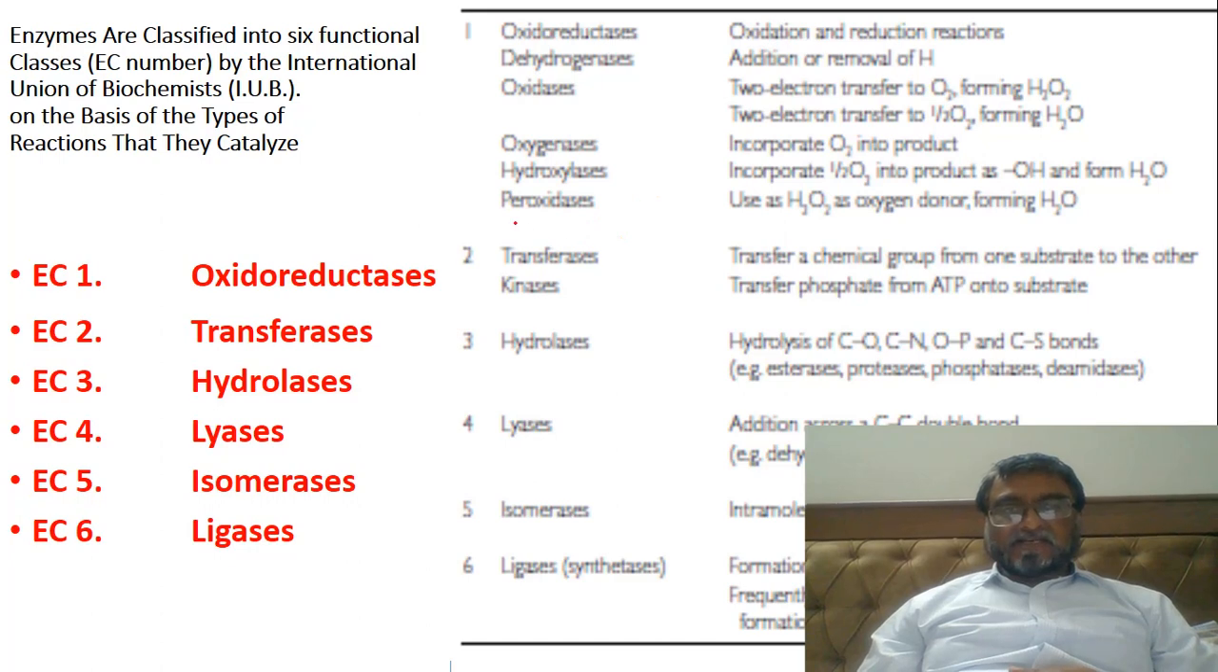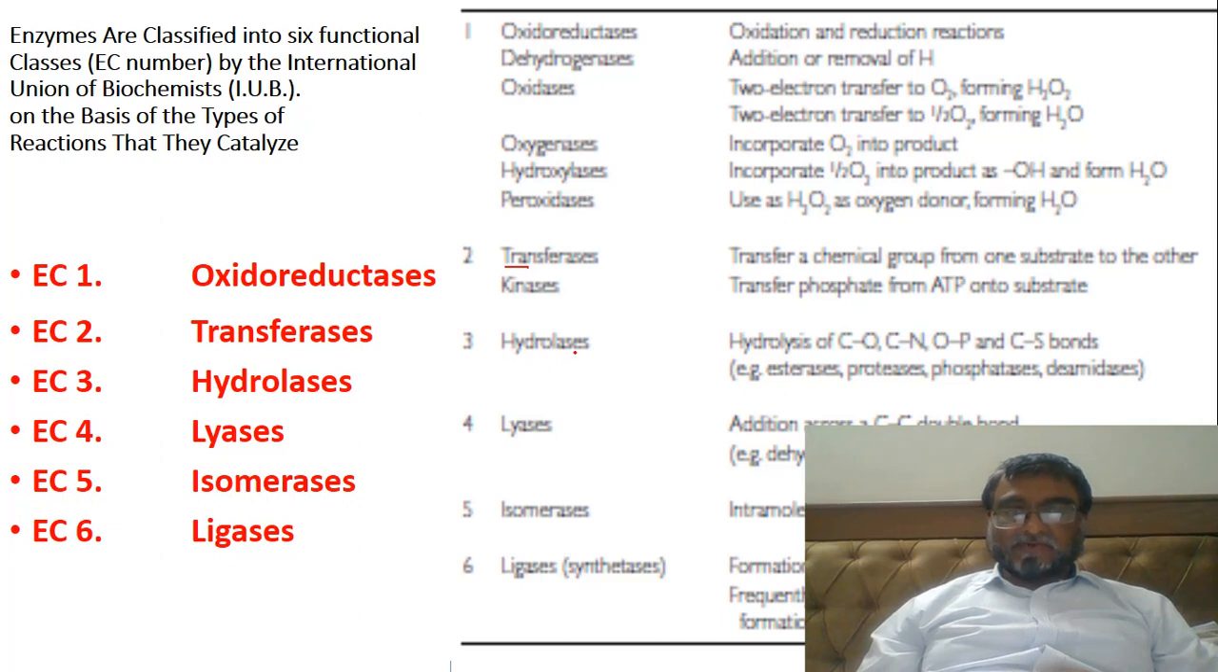Similar is the case with the second class, transferases. The most important subclass is the kinases. Kinases, as the name indicates, are enzymes that transfer components from one substrate to another. Kinases are the subclass associated with phosphate transfer. Wherever you see a kinase, it means there is a phosphate transfer through the enzyme. Then hydrolases. Hydrolases basically cause the hydrolysis process.